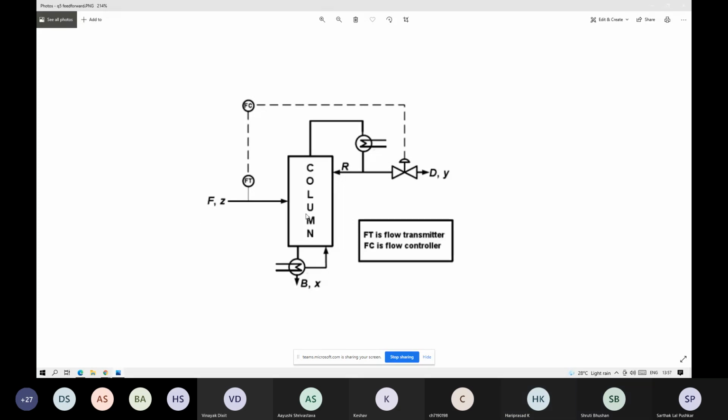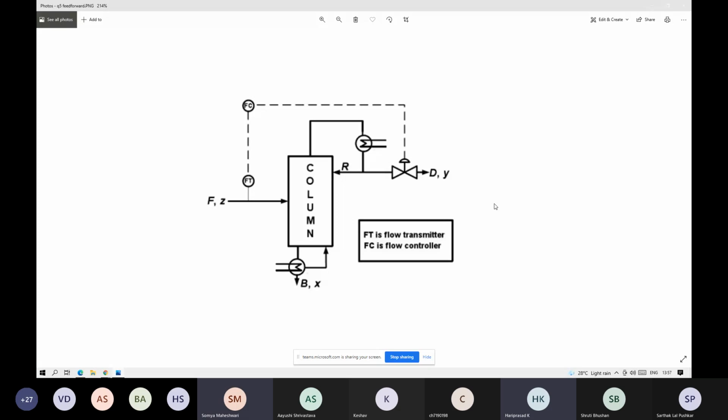Okay, sir. Any further questions? Hello, sir. Yes, so I was wondering, is the control valve here capable of manipulating the composition as well? It can. Control valve will only manipulate the flow, right? Yes. Control valve will only manipulate the flow.